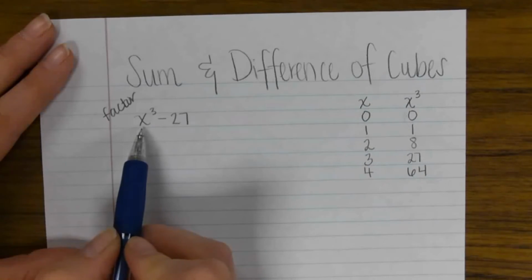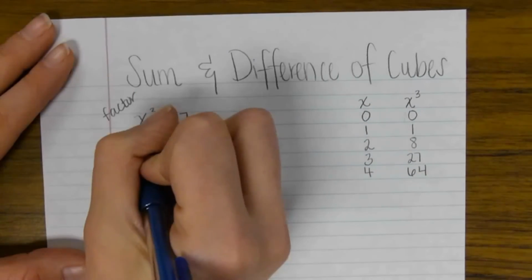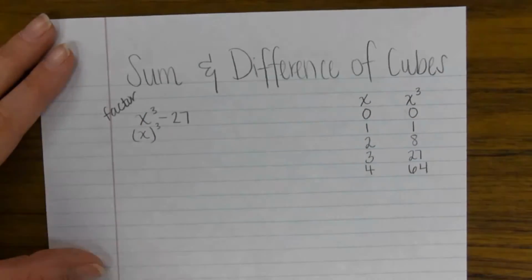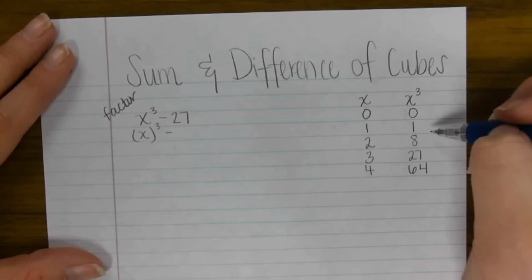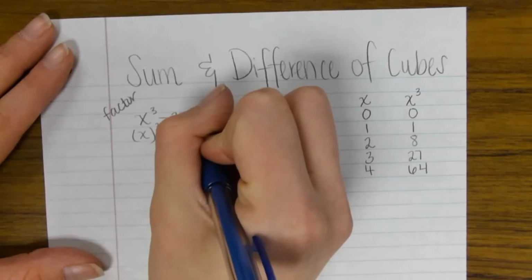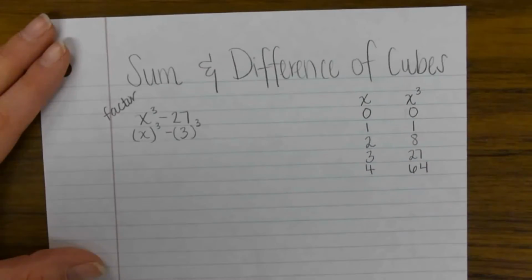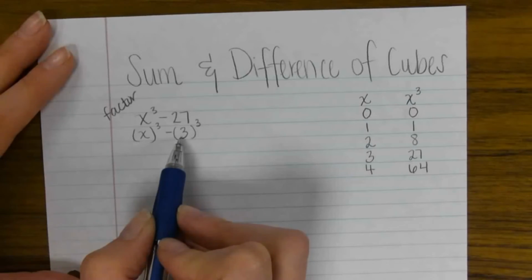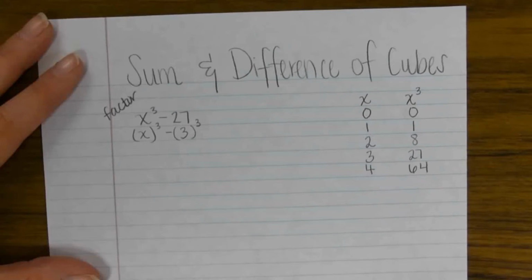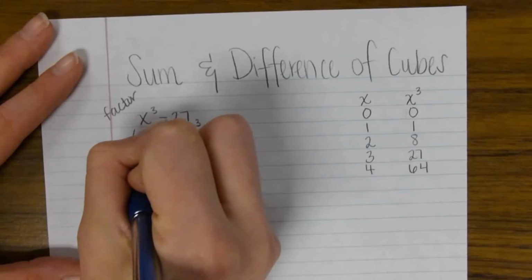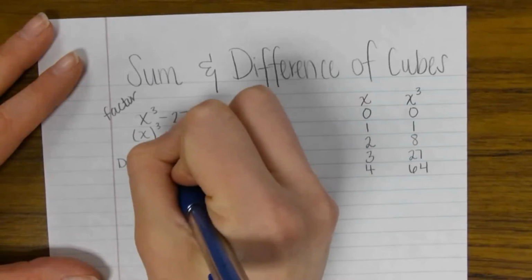What I notice is that x cubed, that's obviously a perfect cube, right? X is cubed. 27, is that a perfect cube? Well, let's look at our table. Oh, 27 is 3 cubed. So we could rewrite that like that. So we have a perfect cube minus a perfect cube, which means we can use a difference of cubes formula to factor this. The difference of cubes formula, we derived that in class. You will not be asked to derive that again.